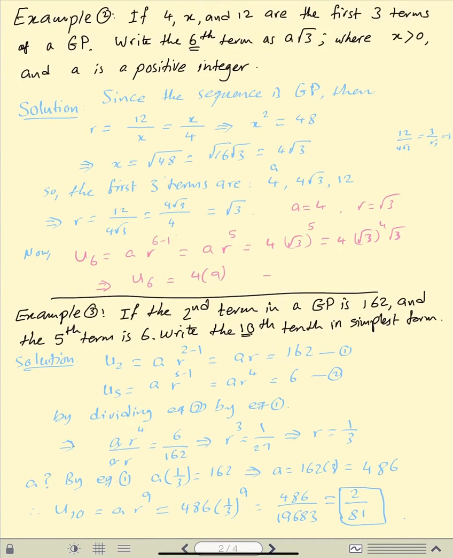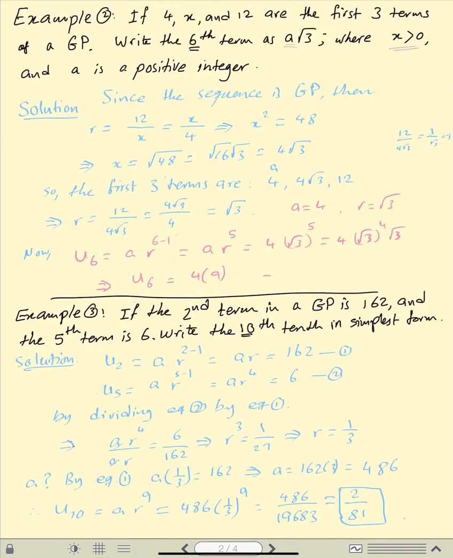Example 2. If 4, x and 12 are the first three terms of a geometric sequence or geometric progression, we are now doing variant forms of questions. Write the sixth term as a radical 3, where x is positive. He wants x more than 0, and a is a positive integer.